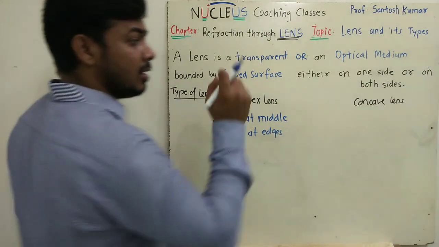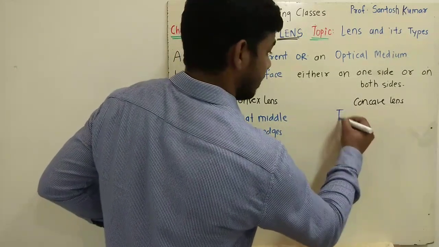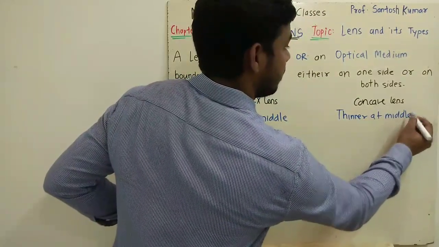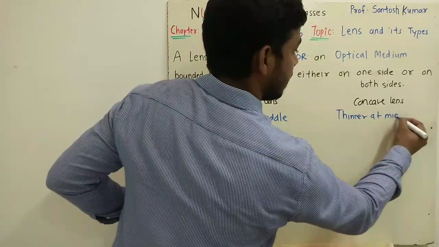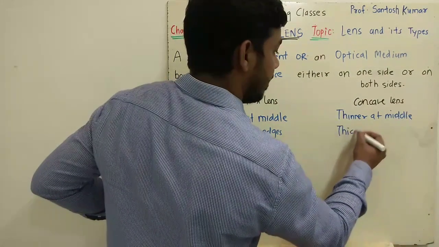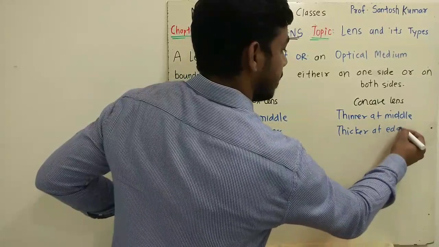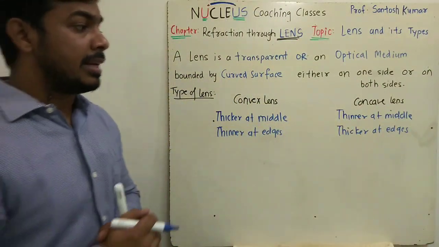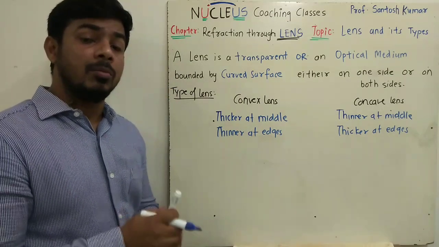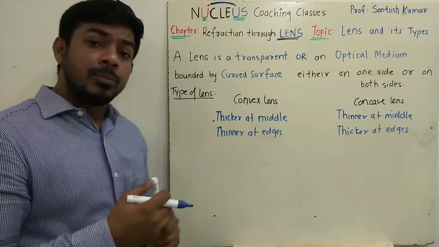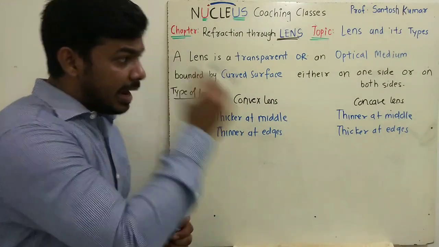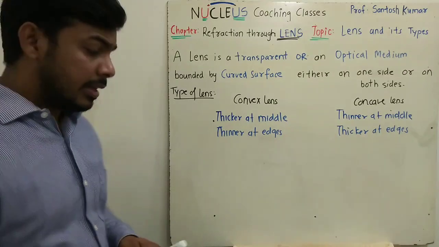And if you find that a lens is thinner at middle or narrow at middle and thicker at the edges, then the lens which is thinner at the middle and thicker at the edges is called a concave lens, and these lenses are used to diverge a beam of ray. So based on the number of curved surfaces present and the type of curved surface present, this convex and concave lens can be further classified into three types.